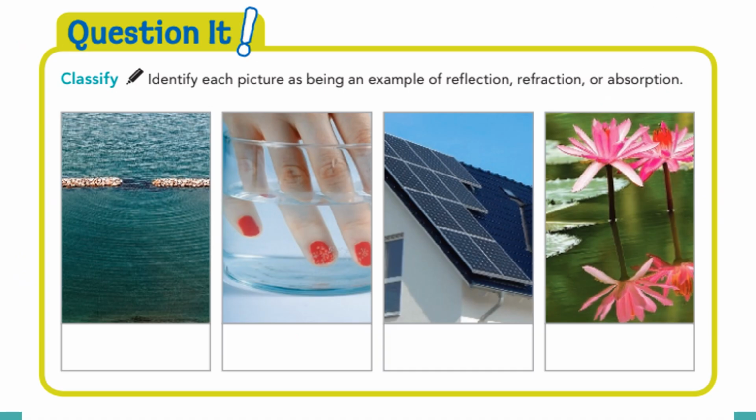All right, the question is, identify each picture as being an example of reflection, refraction, or absorption. So this first one is diffraction, because you can see the waves hit something and then spread out from where it is in a different pattern. Then we have refraction, absorption, and finally, reflection.